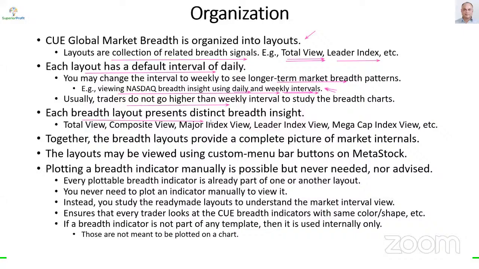Each breadth layout presents distinct breadth insight. They are all distinct. There is no overlap. Just like Q indicators don't have overlap, the breadth indicators don't have overlap. Two signals never tell the same story, and the layouts are also used for distinct purposes. One for total view, one for composite indices, one for major indices, one for leader index, and then for mega cap index. All distinct. Together, the breadth layouts provide a complete picture of market internals.